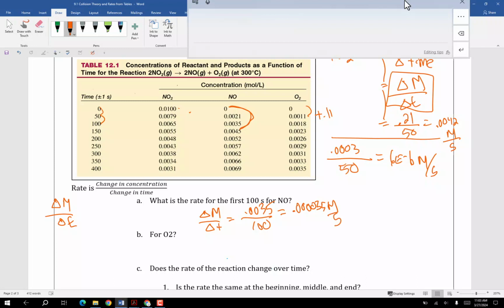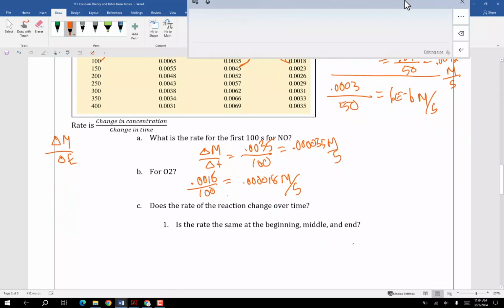molarity per second. What about for O2? For the first 100 again. 50, 100. So it's going to be 0.0018 over 100 is 0.000018 molarity per second. And this, again, concentration is in moles per liter, which is molarity.